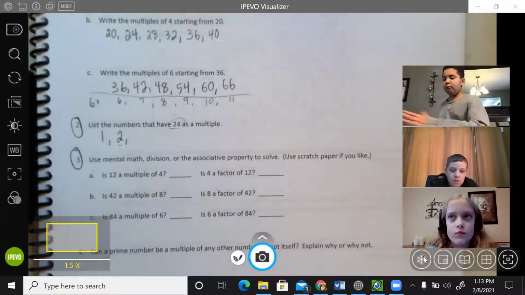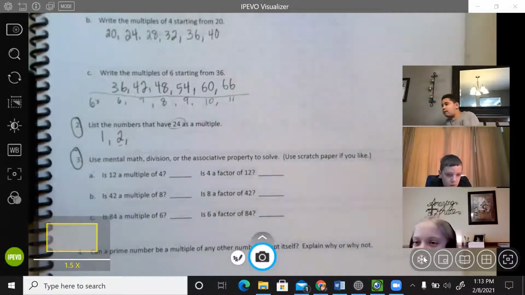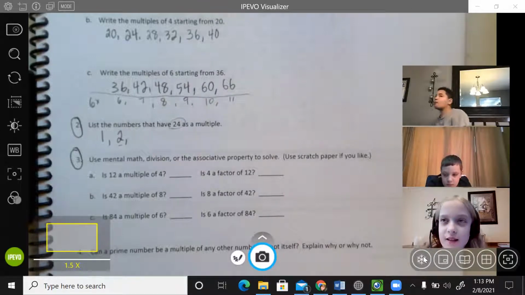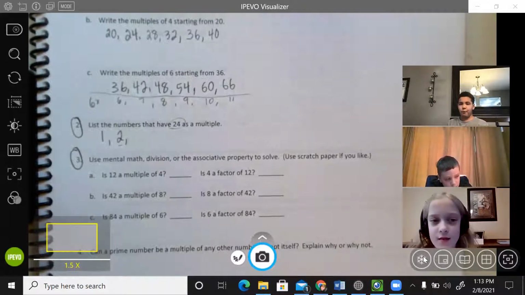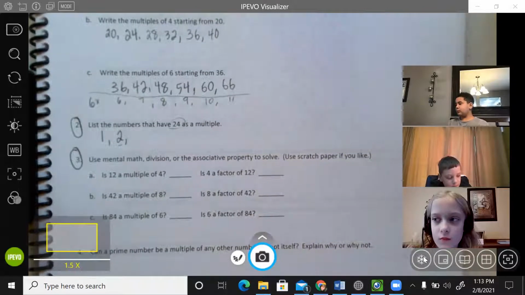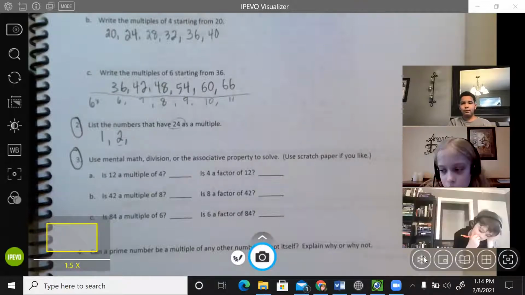Jack, if I start counting by 3s, will I ever land on 24? No. You could also be thinking like this, Jack. Does 3 times anything give me 24? Let's try it. What's 3 times 1? 3, 3 times 2. 6, 3 times 3. 9, 3 times 4.